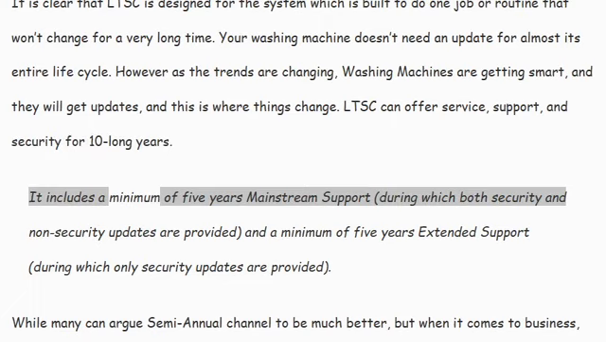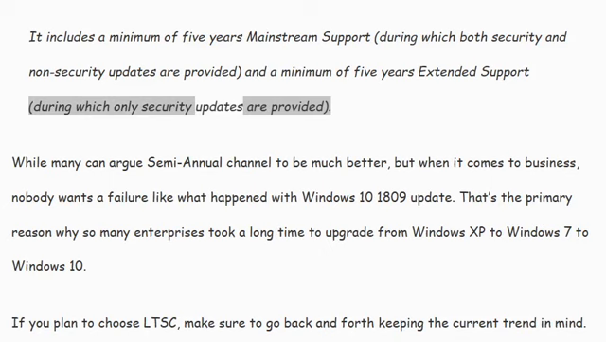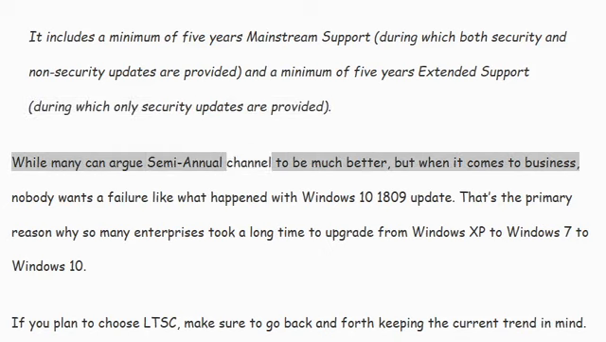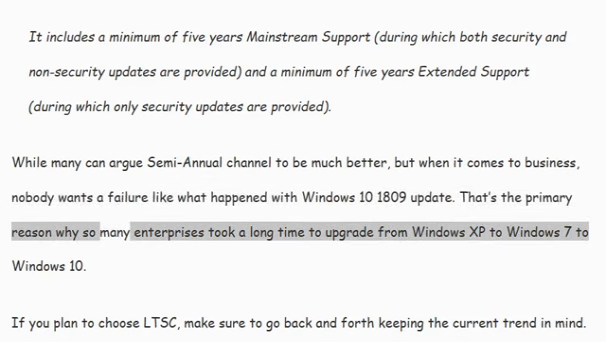It includes a minimum of 5 years mainstream support, during which both security and non-security updates are provided, and a minimum of 5 years extended support, during which only security updates are provided. While many can argue the semi-annual channel to be much better, when it comes to business, nobody wants a failure like what happened with the Windows 10 1809 update. That's the primary reason why so many enterprises took a long time to upgrade from Windows XP to Windows 7 to Windows 10.